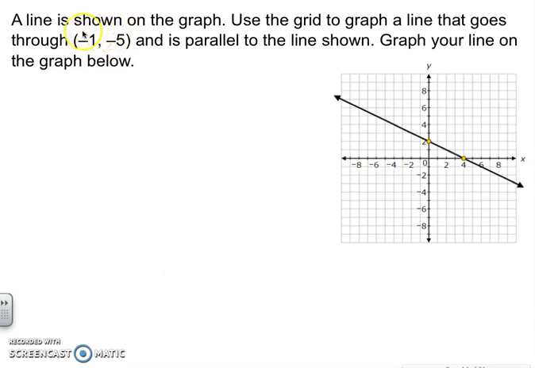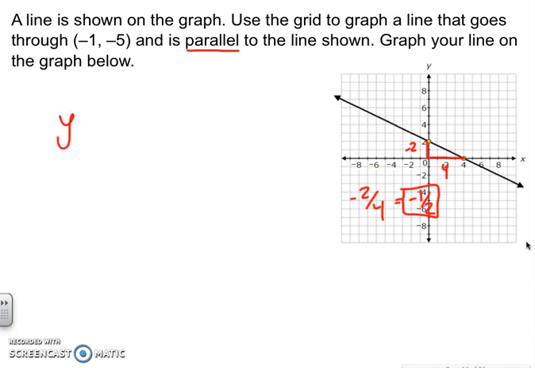So I have a point. The only thing I'm missing is slope. So what I'm going to have to do is find the slope of this graph. So again, slope is rise over run. So draw your little slope triangle. I went down 2 over 4. So my slope will be negative 2/4, or just say negative 1/2. And since we are graphing parallel, I can go ahead and use that negative 1/2.